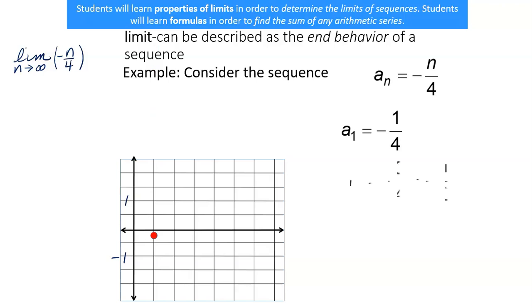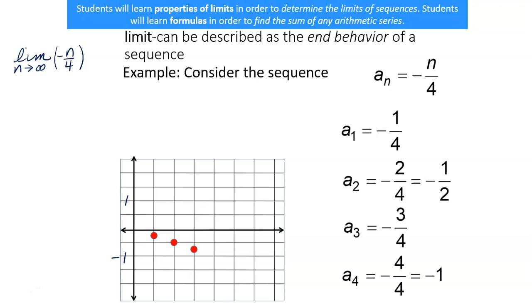Then we plug in 2, and we get negative 1/2. Boom. Then we plug in 3: negative 3/4. Boom. And so remember, what we're trying to decide is, does this sequence go to a specific number, or does it keep increasing or keep decreasing until it goes off the charts?